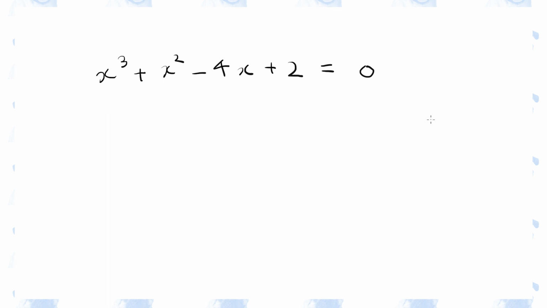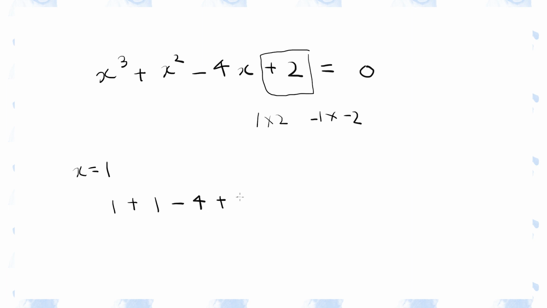First, if a cubic equation has a constant term, we can consider its factors. So plus 2 is either 1 times 2 or minus 1 times minus 2. So let's try substituting plus 1 into this equation. 1 plus 1 minus 4 plus 2, and this is equal to 0. This means that x minus 1 is a factor. So let's try dividing this polynomial by x minus 1.